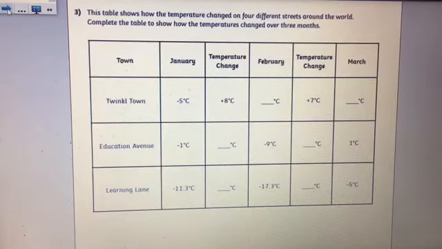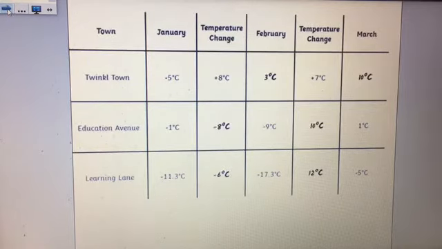Okay, so here's your next lot of questions. Fill in the missing spaces. Press pause. And here's the answers.